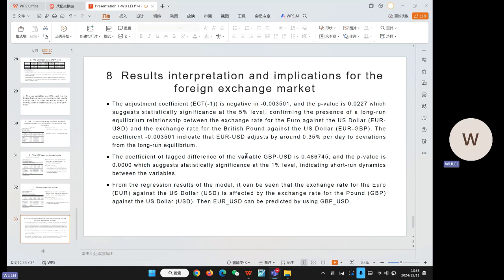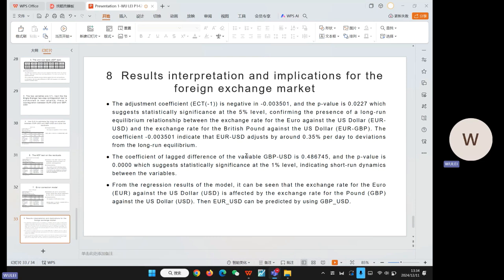The coefficient minus 0.003501 indicates that EUR/USD adjusts by around 0.35% per day to deviations from the long-run equilibrium. The coefficient of the lagged difference of the variable GBP/USD is 0.486745. The p-value is zero, which suggests statistical significance at the 1% level, indicating short-run dynamics between the variables.